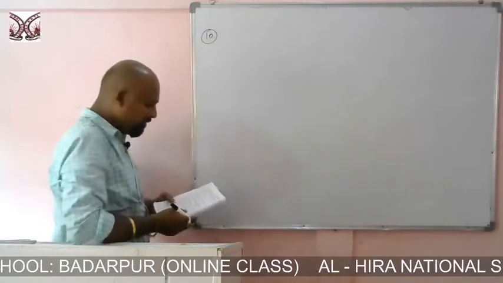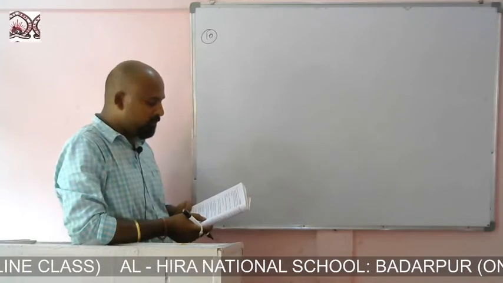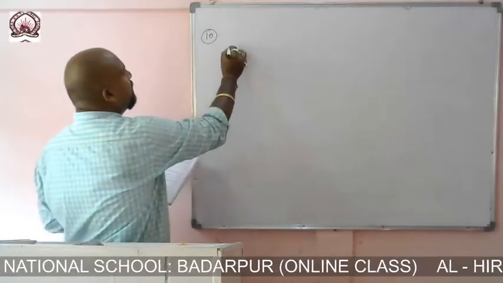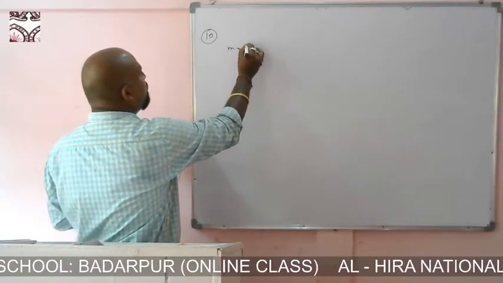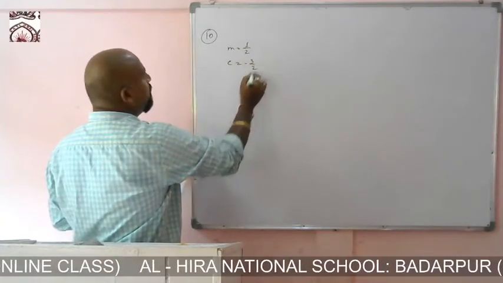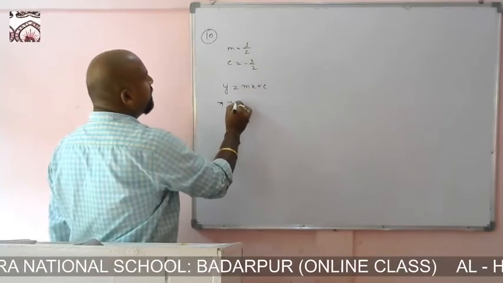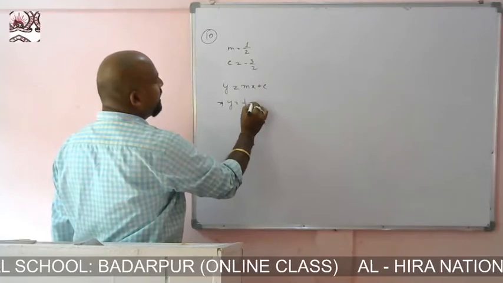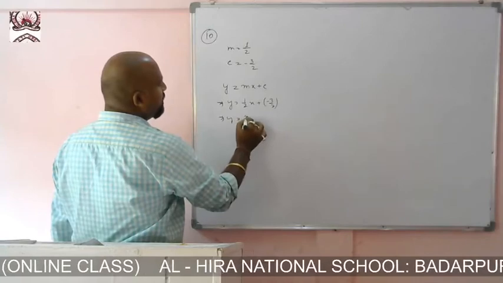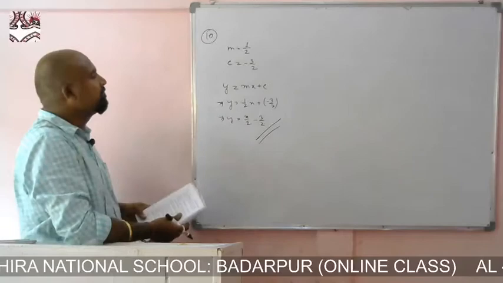Question number 10. What will be the equation of the line whose inclination is given by theta, with gradient 1 by 2 and y-intercept minus 3 by 2? The gradient of the line is m equal to 1 by 2 and the y-intercept is minus 3 by 2. So the equation of the line is y equal to mx plus c. Now put the values: y equal to half into x plus minus 3 by 2, so y equal to x by 2 minus 3 by 2. This is the required equation of the line.